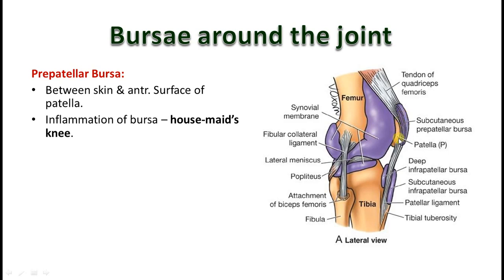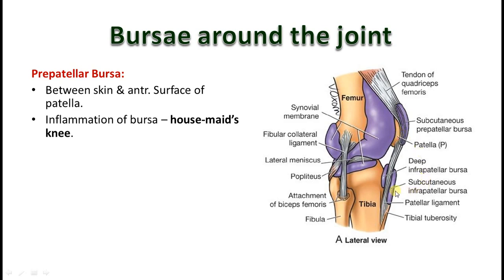Now inflammation of this bursa is called housemaid's knee. You know why it is called housemaid's knee? Because housemaids kneel down on the floor and mop the floor, so they are more prone to inflammation of this bursa. That is why it is called housemaid's knee.